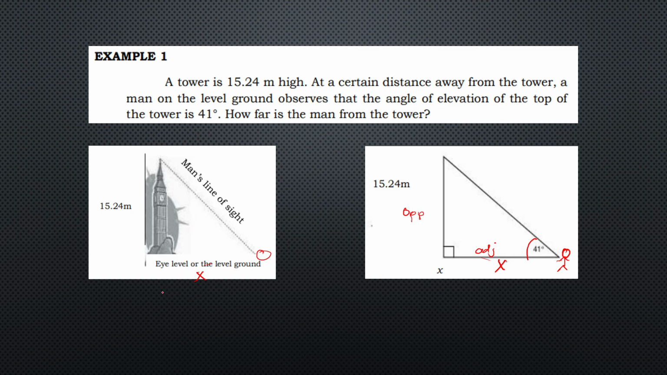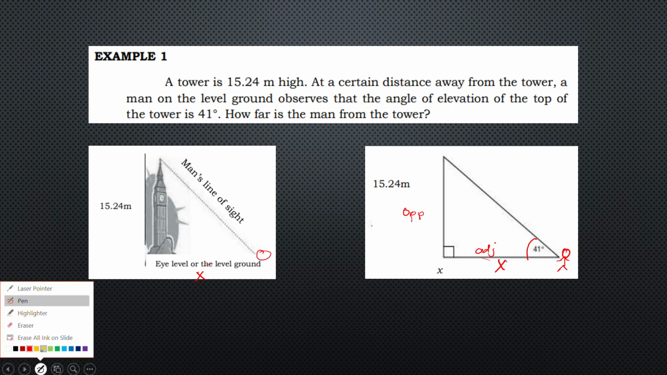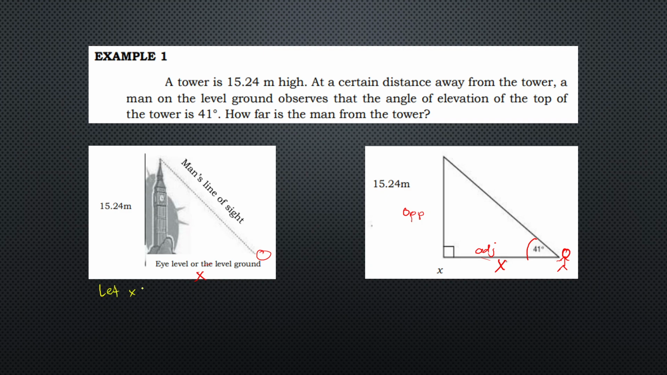So let's start. Let x be the distance of the man. I'll just cut it short. Adjacent side to 41 degrees. So we will use tangent theta because the given are the opposite leg and the adjacent leg. Tangent theta equals opposite over adjacent.